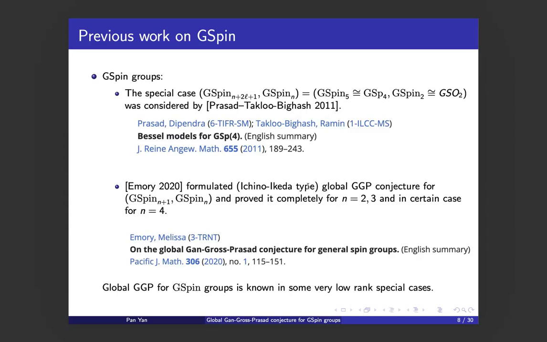And how close are the Ichino-Ikeda type conjectures for the codimension one GSpin and the codimension one special orthogonal group? It's very similar. One just needs to take care of the center of GSpin. Do you think one can get from one to the other? Yes, I think it's doable to go from the Ichino-Ikeda type conjecture for special orthogonal groups to GSpin. Okay, I see. Thanks a lot.